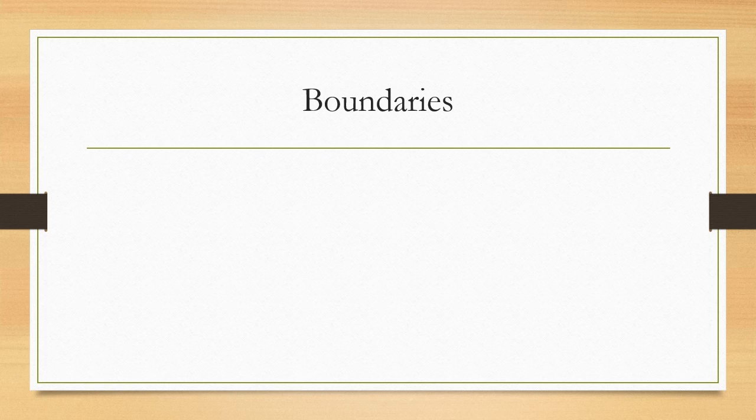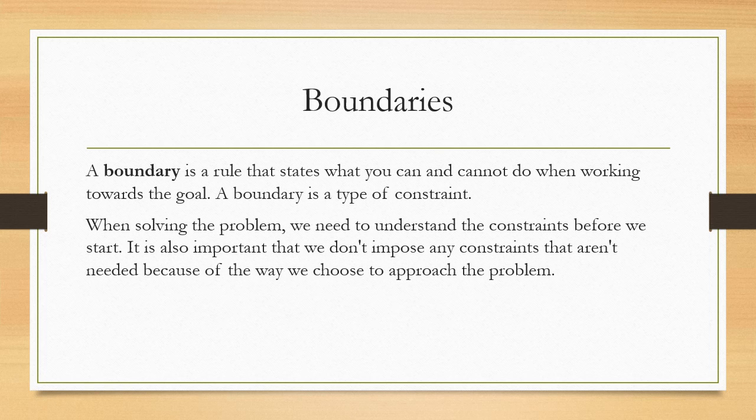Okay, so boundaries. A boundary is a type of constraint, and it states what you can and cannot do when working towards the goal. So this is a constraint on solving the problem. When solving the problem, we need to understand those constraints before we start, and we need to make sure that we're not imposing any constraints that aren't needed because of the way we're approaching the problem.